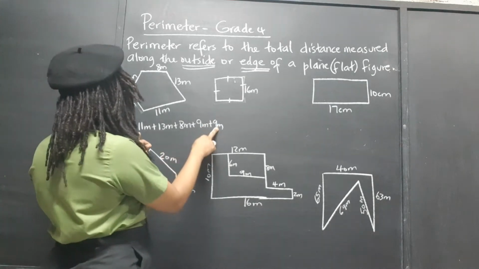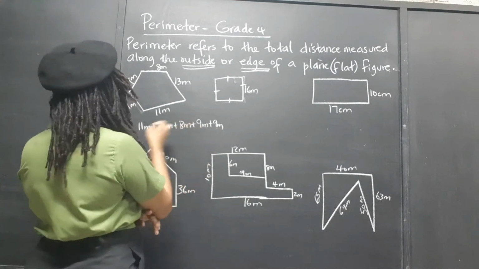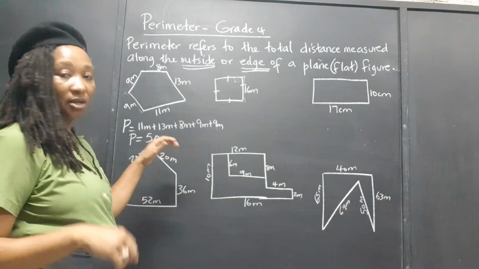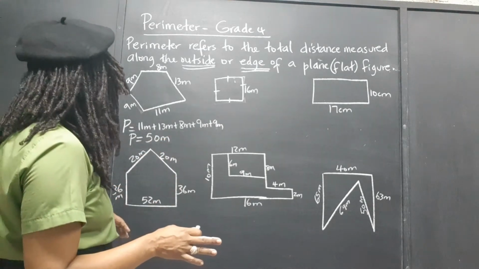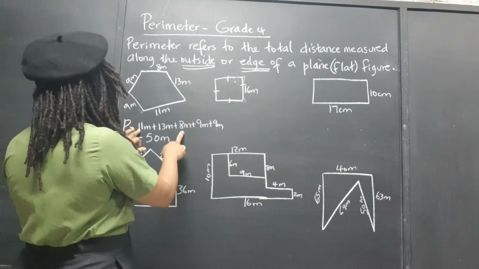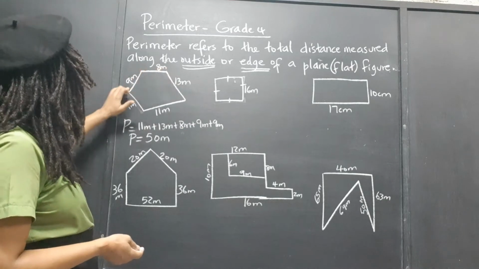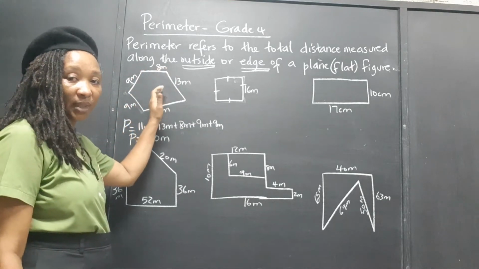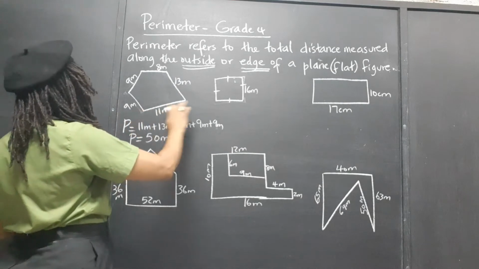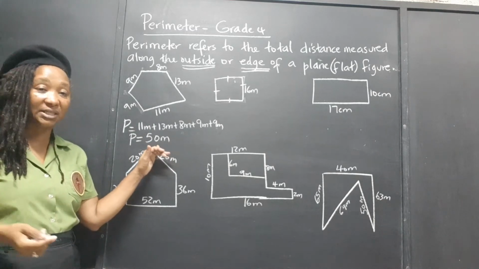Alright, so 11 and 9, that's 20, 33, 41, this looks like 50. Let me double check. And perimeter is just in simple units, not square units like area. Alright, so that's 18, 26, 37, 50. So 50 meters all the way around the edge. If this was a field and we wanted to run around the edge of the track, so we go there and there and there and there and there, in all, we would cover 50 meters.